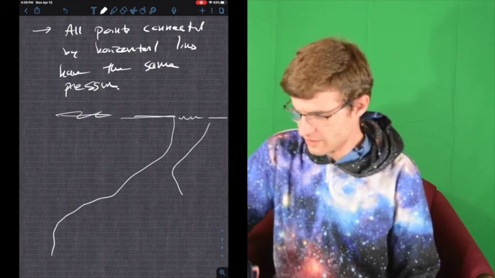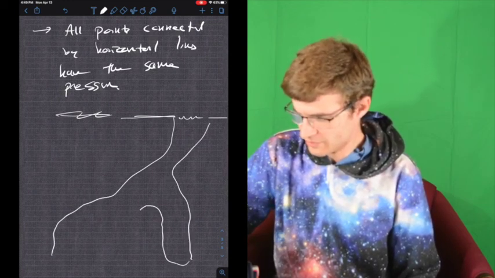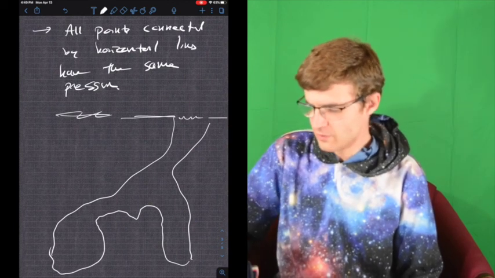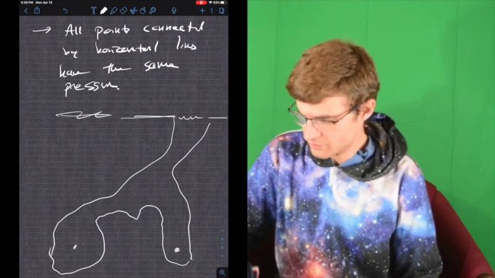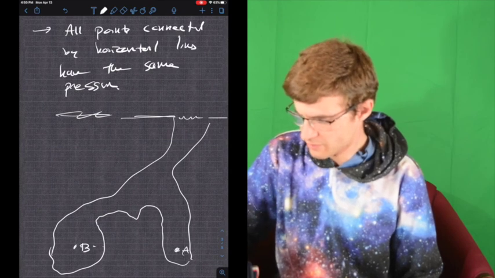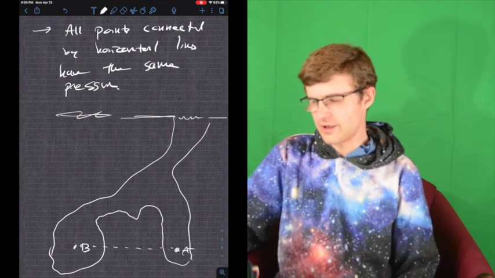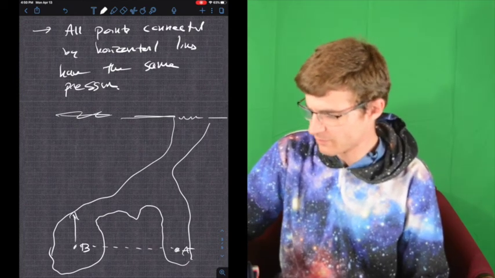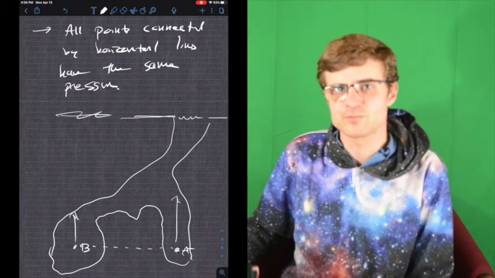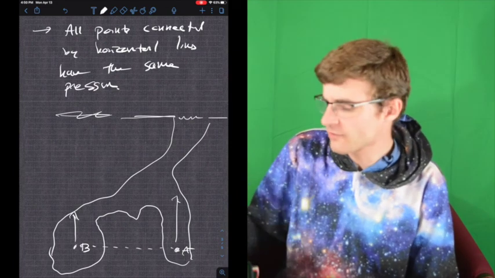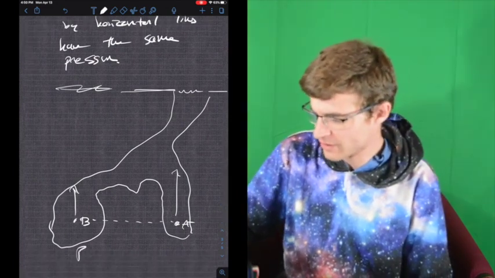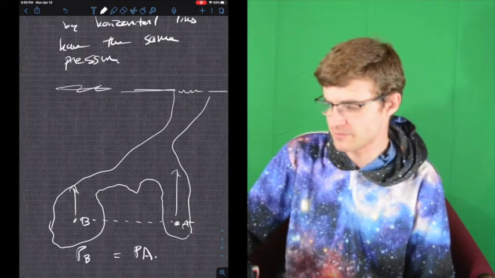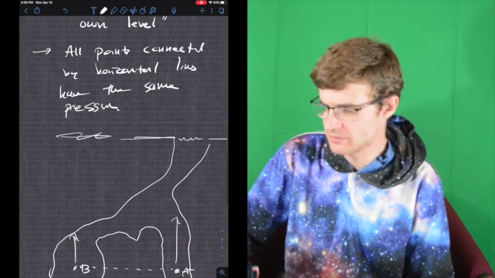And I have these crazy chambers here in the ground. The question is, if these two points, A and B, are at the same elevation, they will have the same pressure, regardless of how much fluid appears to be on top of either. Because water seeks its own level, this is a nice property. The pressure at B is equal to the pressure at A. So you might see some problems that have to do with that idea.